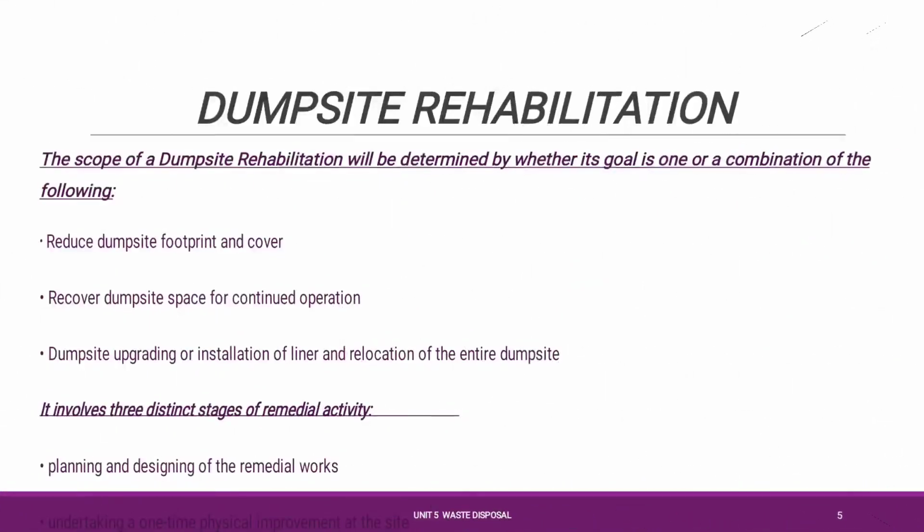Then let's see the scope of dump site rehabilitation. The main scope is to reduce the dump site footprint, and the space for continuous operation must be provided with a proper liner or relocation. To develop or enhance this rehabilitation process, proper planning and designing is required, during which the transformation of the material from one nature to another is done in order to avoid excess liberation of toxic substances to the environment.